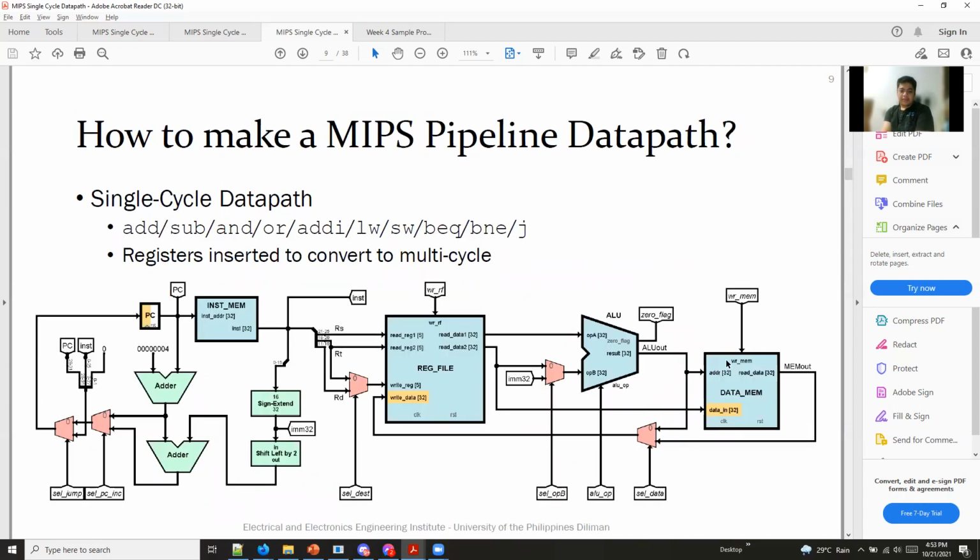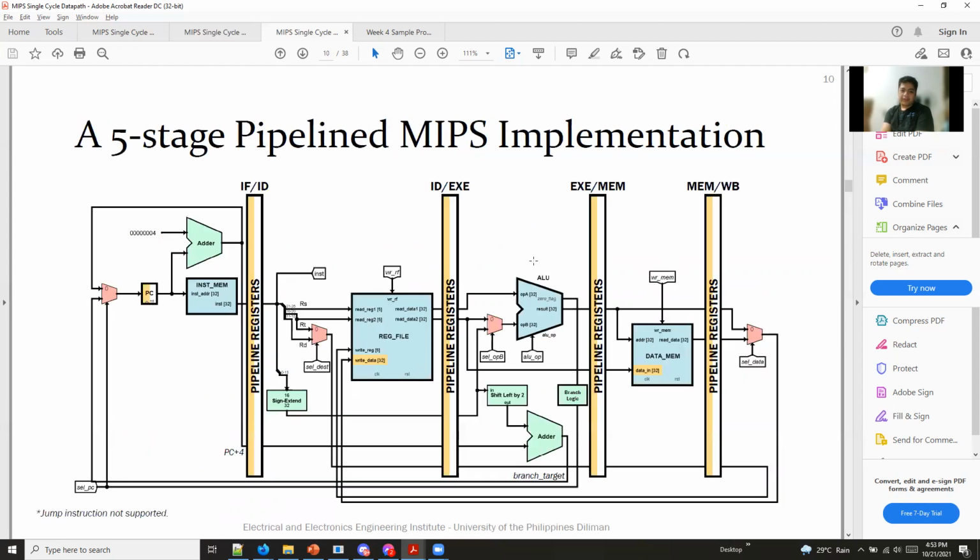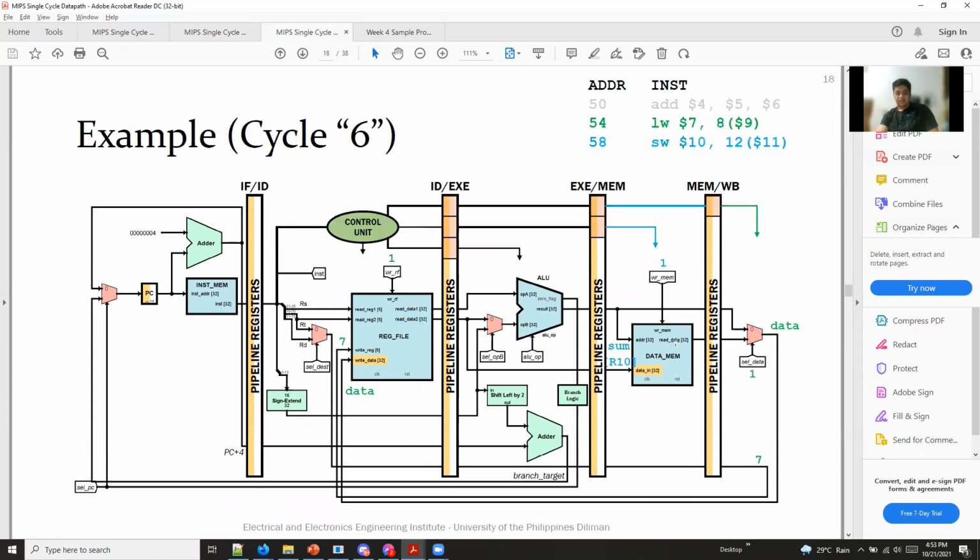So, paano natin ipa-pipeline yung ating data path is basically isa-section mo siya based dun sa mga ating operations. So, meron tayong pipeline register in between yung instruction fetch at saka instruction decode. May register between instruction decode and execution, and then execution, memory at saka write back. So, meron na tayong pipeline registers na.